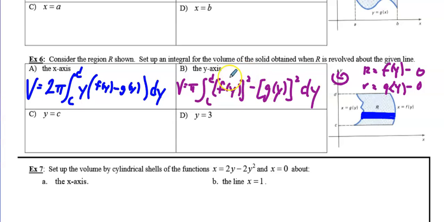Just be cautious about the fact there's no squaring in the shell method. There is squaring here. And remember that we have to do each little r separately. We don't put them together and then square them. All right, let's look at the next one.